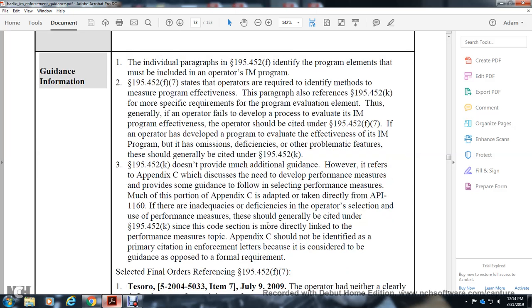195.452(k) does not provide additional guidance. However, it refers to Appendix C for discovering the needs of the value of performance measures, and provides guidance for selecting performance measures. Most portions of Appendix C are adapted directly from API 1160. Operator selection of the performance measures should generally be cited under 195.452(k), as should code sections more directly linked to performance measure topics. Appendix C should not be identified as the primary citation in enforcement letters because it is considered a guide rather than a formal code requirement.